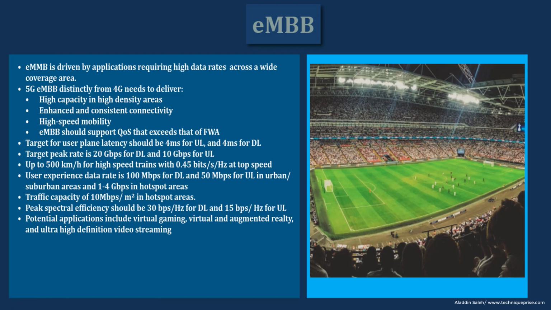First, the 4 millisecond target for user plane latency for both uplink and downlink. Two, 20 gigabits per second target peak rate for downlink and 10 gigabits per second target for uplink. Three, up to 500 kilometers per hour mobility in high-speed trains with a delivery of 0.45 bits per second per hertz at top speed. Four, up to 1,000 kilometers per hour mobility support in airplanes. Five, actual user experience data rate of 100 megabits per second for downlink and 50 megabits per second for uplink in urban or suburban areas, and 1 to 4 gigabits per second in hotspot areas. Six, traffic capacity of 10 megabits per second per meter squared in hotspot areas. And finally seven, 30 bits per second per hertz peak spectral efficiency for downlink and 15 bits per second per hertz for uplink.